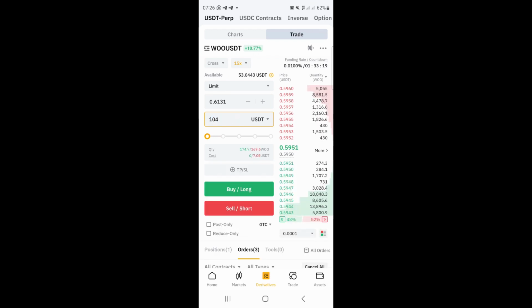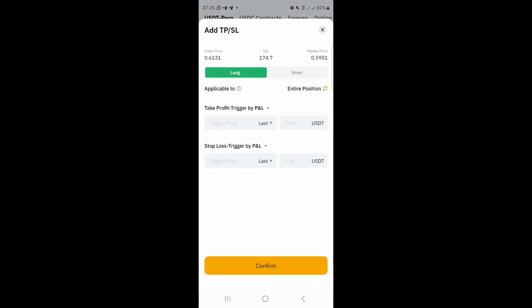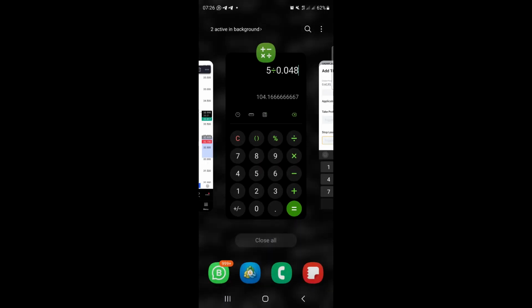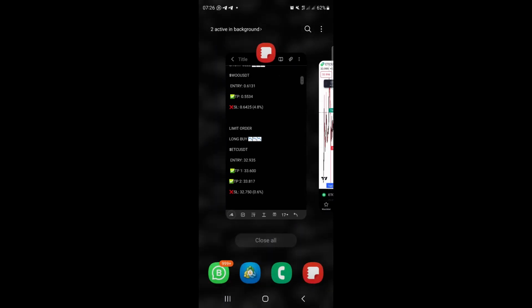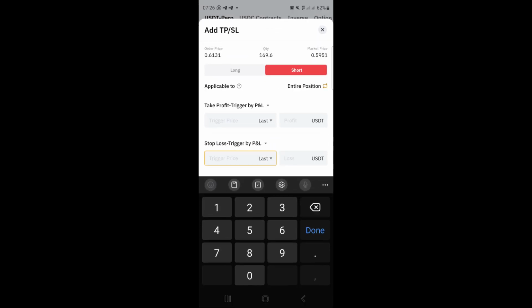The next thing you want to do is go to TP/SL, the one that says Partial plus TP and SL. Go there. It's a short trade, so you go to short. The first thing you want to check is your stop loss. Put your stop loss price. Your stop loss is 0.6425.